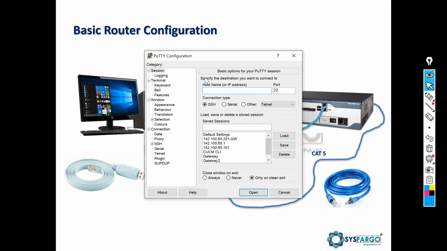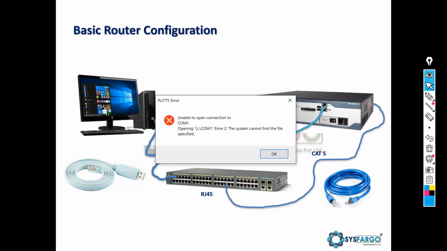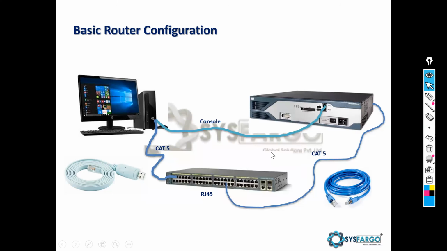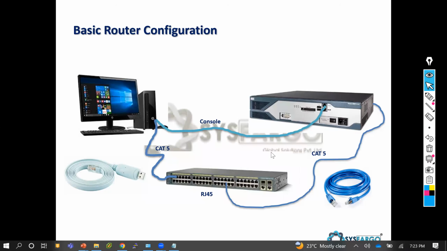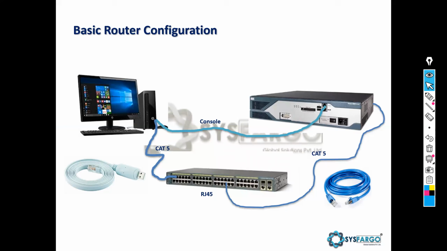Now, the first time when you are accessing, without this it's not possible. You have to select Serial, because I'm accessing through the console port. Then I give Open. I'm getting an error here: unable to open connection to COM1. COM means communication port. No problem, let's see why I'm getting this error.